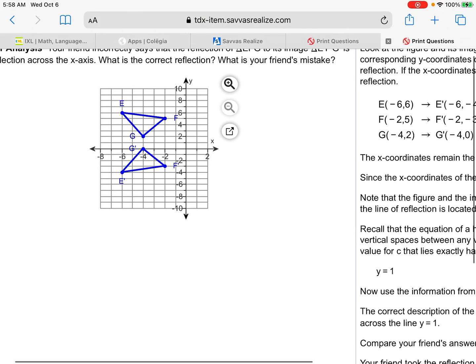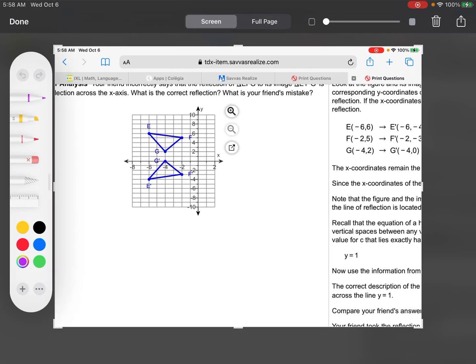Okay, so at first glance, it looks okay, but the problem is that it looks like the line of reflection is here. But that's not the x-axis. The x-axis is this one, which is slightly more bold. This is the line y equals +1. So it looks like a reflection across the line y equals +1. So that's his mistake. Why can't I zoom back?